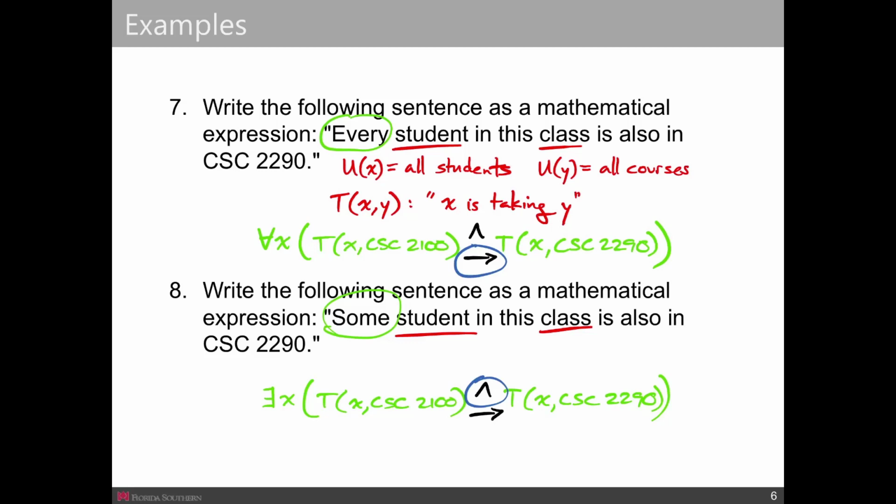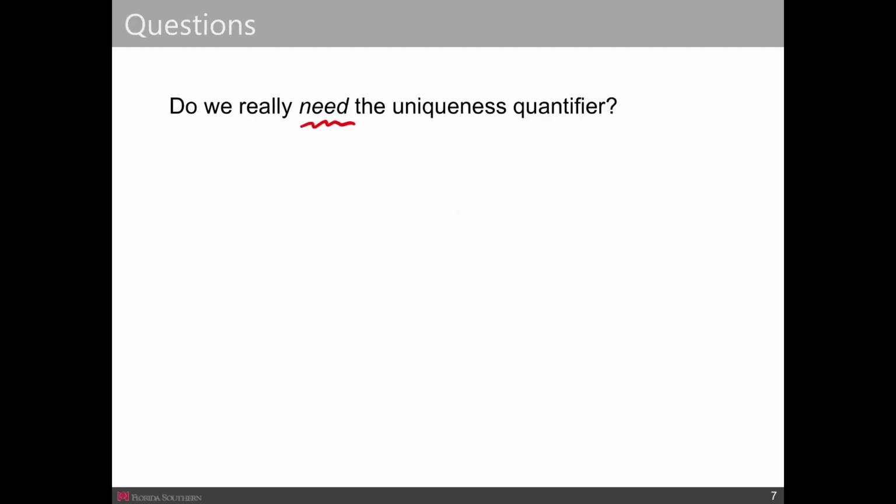Let's now ask ourselves some questions to increase our understanding of these new tools. First question: do we really need the uniqueness quantifier? In other words, anytime that we use uniqueness, could we have written that expression with the other two quantifiers and not needed this third unique version? The answer is actually no. We don't need the uniqueness quantifier. Let me give an argument for why that's true.